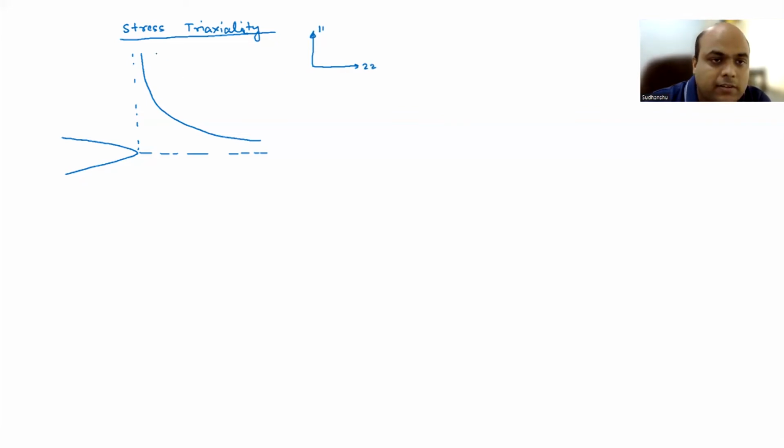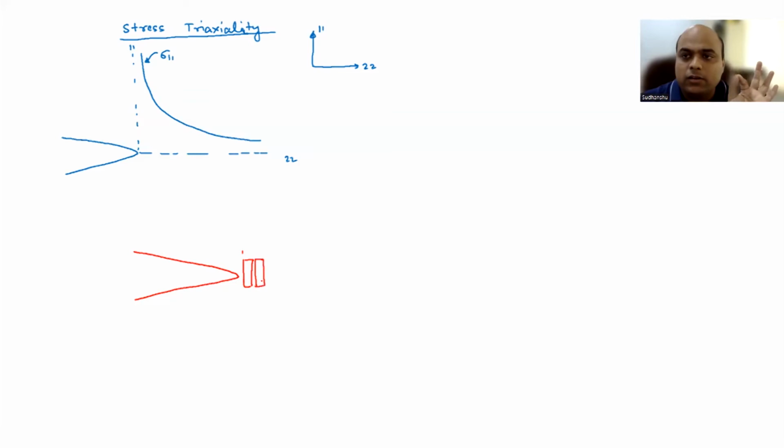Okay. So this is the nature of the stress distribution or stress profile of sigma 1 1, which is sigma yy. Okay, we have discussed this. So this is direction 1 1, and this is direction 2 2. So now let's consider a small specimen in front of the crack tip. So let me magnify it now. I'm talking about a notch, okay?